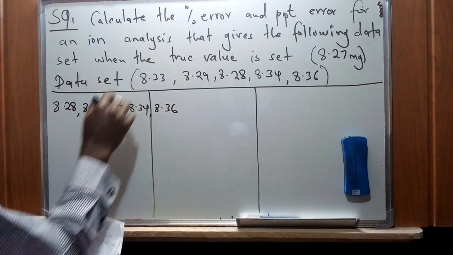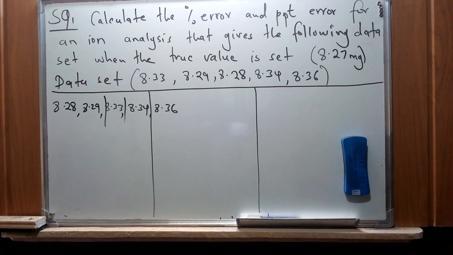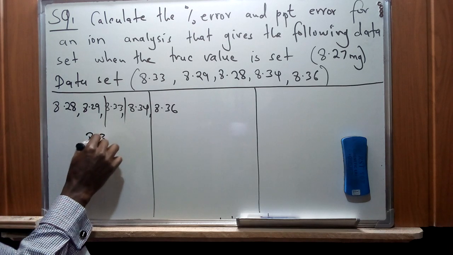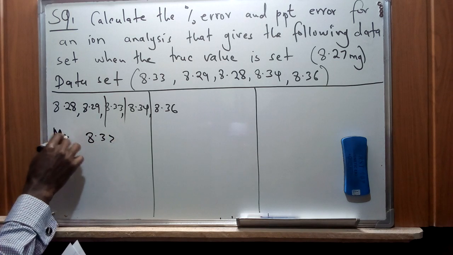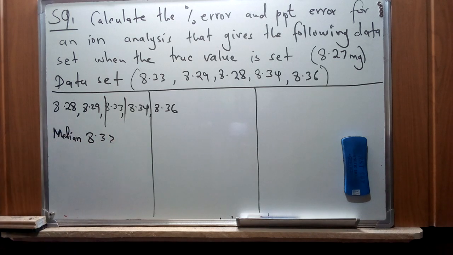So in this case, of course, if we try to look at that in arithmetic order, our medium or middle numerical value is going to be 8.33. Therefore, this is going to make our median 8.33.